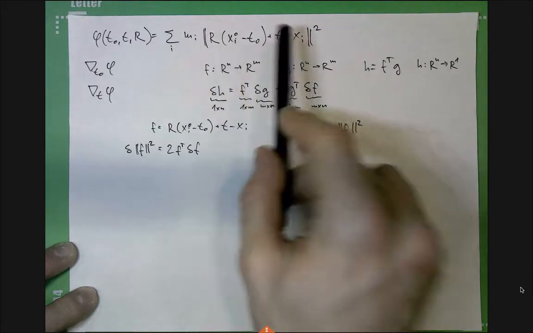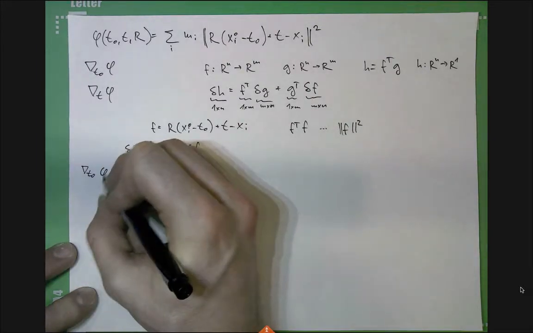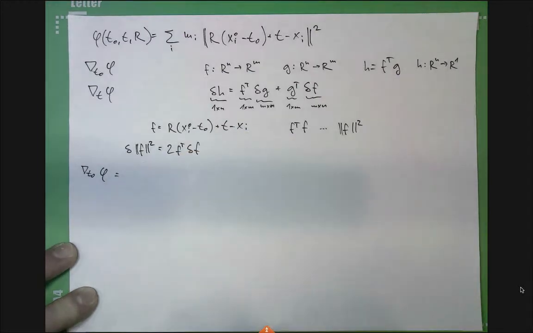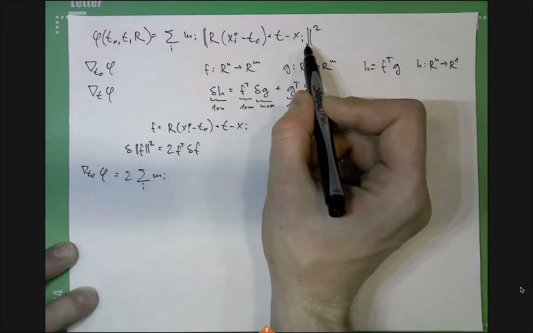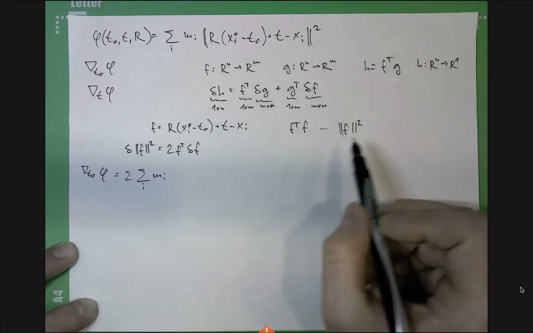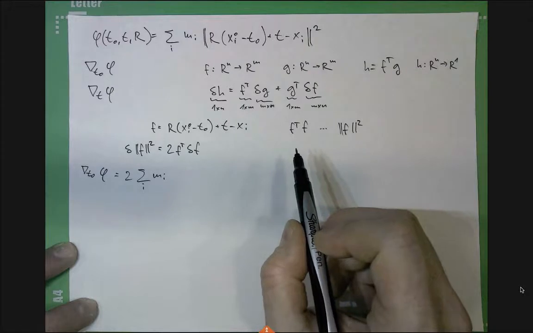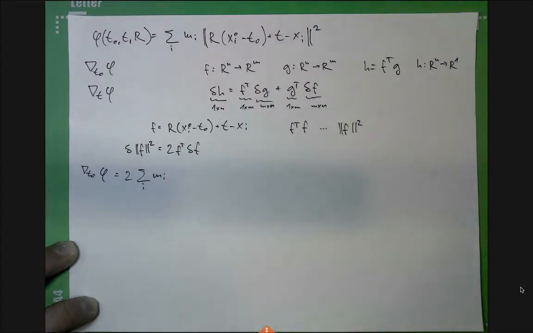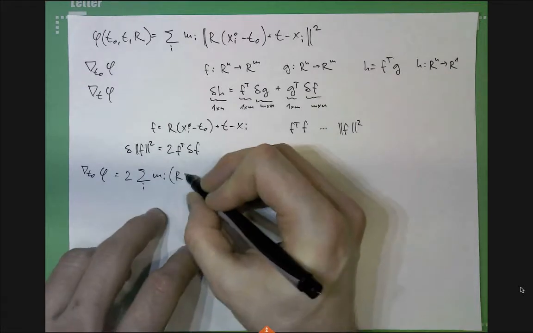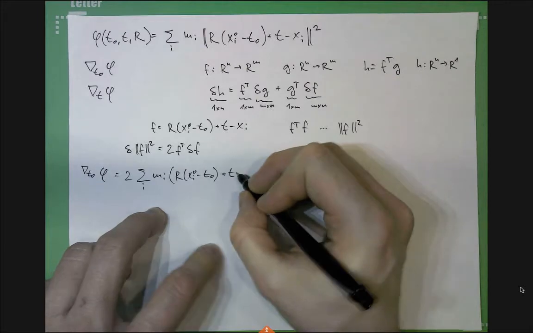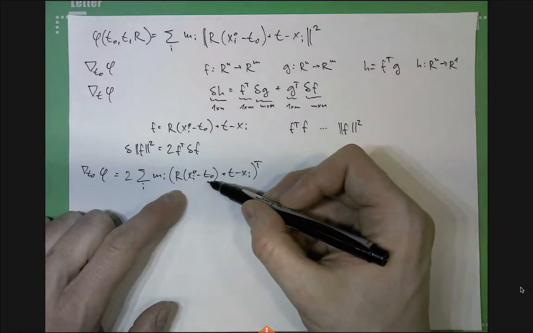So let me apply to this formula. So let's first do the gradient by t0, phi. So I take this formula and apply this rule. So I will get 2 and sum over all i's. So here I will have to do what? Well, let's see. So here I should take this thing transposed, right? So I should do R xi0 minus t0 plus t minus xi transposed. And now times the Jacobian of this thing. So what is the Jacobian if I'm differentiating with respect to t0?